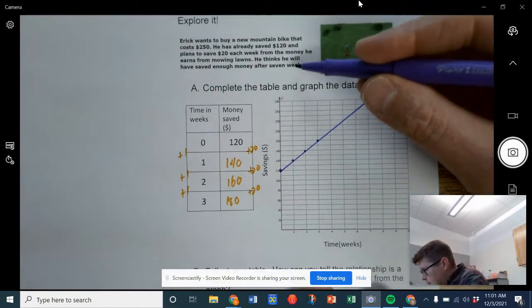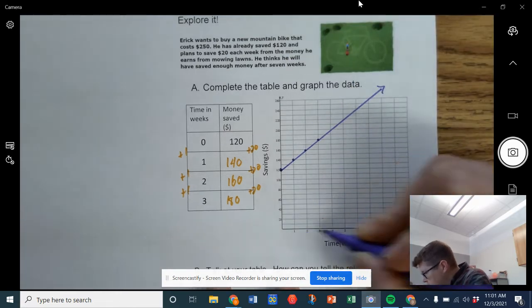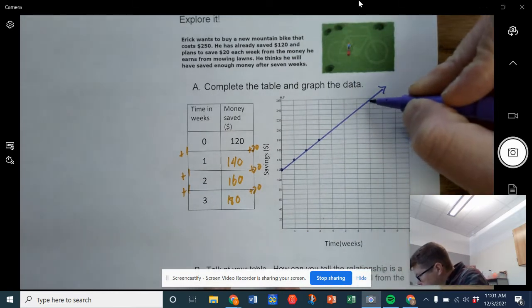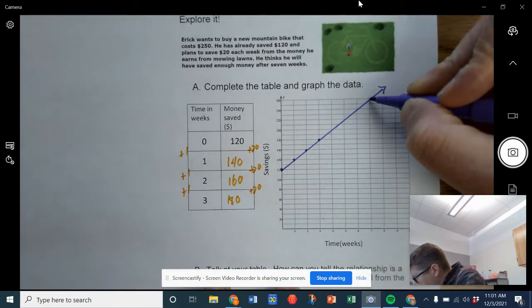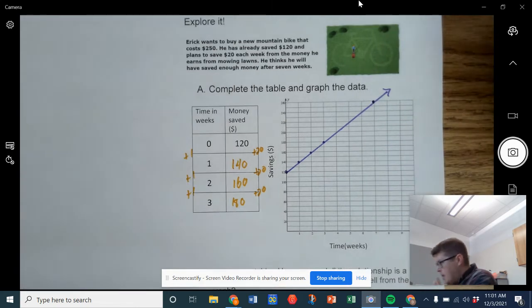Okay, so he thinks he'll have enough money saved after 7 weeks. So we'll go over to 7 and we'll go up. And that looks like about right. Yeah, he'll have right around $260 at 7 weeks, according to the graph. So yeah, it looks like he's on track to do this. He'll have a little bit more than he needs, actually.